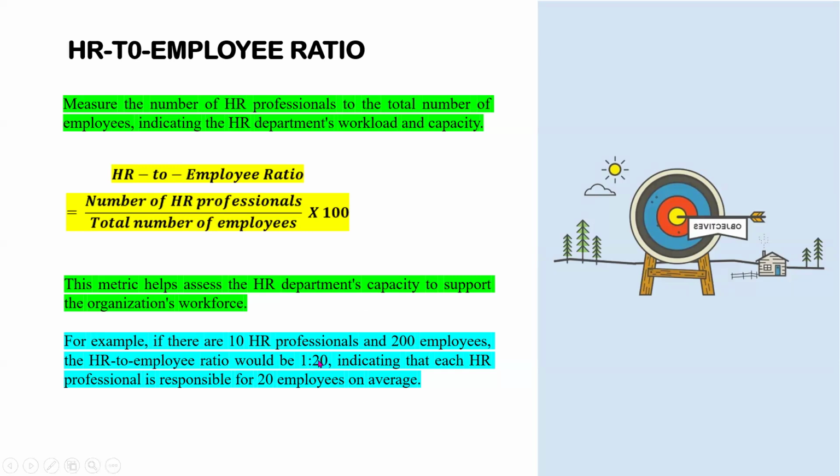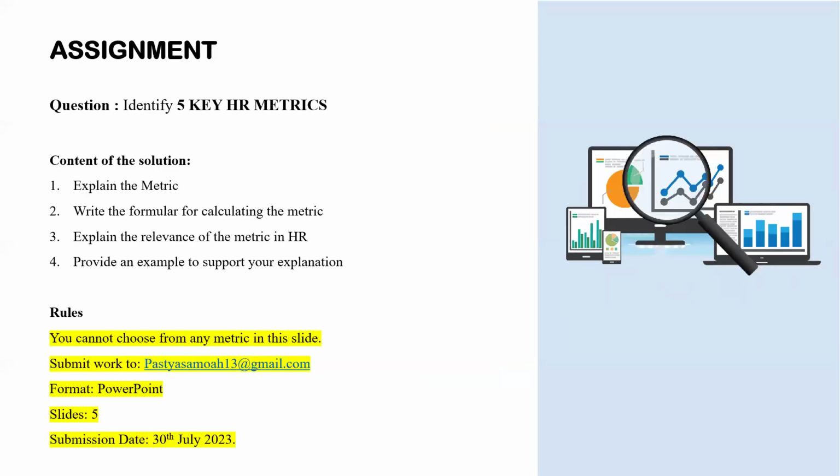So if you look at the example over here, if you have 10 HR professionals with 200 employees, then the ratio is 1:20. One HR professional is taking care of 20 employees, which can be difficult depending on what the organization is into. Okay, so we use this metric here to measure that.